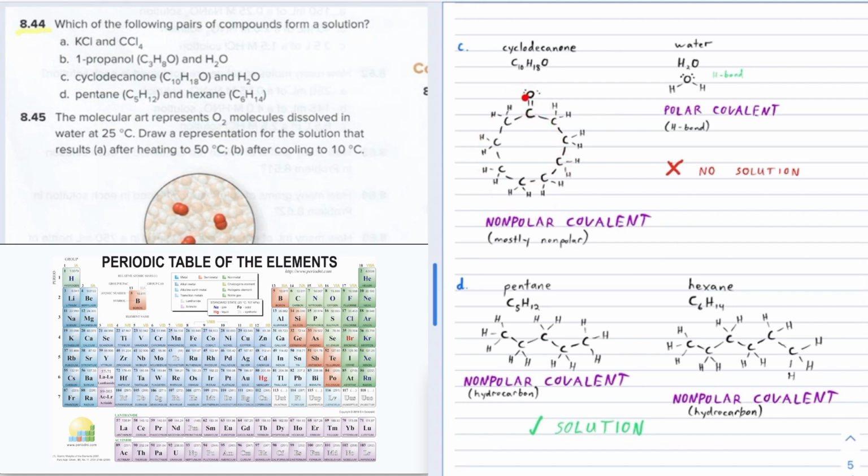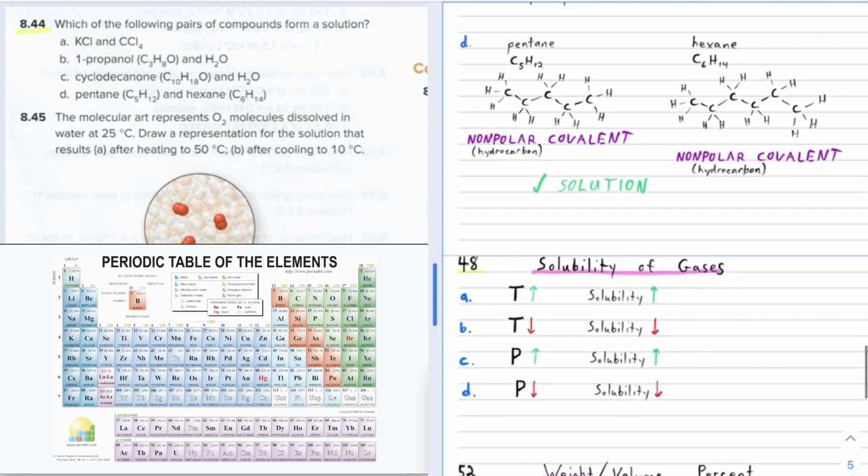You do have an oxygen pulling electrons away from this carbon, but this is a huge hydrocarbon chain. So this is mostly a nonpolar molecule, nonpolar covalent molecule. Water, on the other hand, is very polar. It can hydrogen bond, in fact. So nonpolar does not really mix with polar. No solution. The last one's pretty easy.